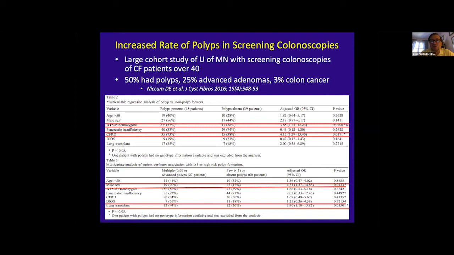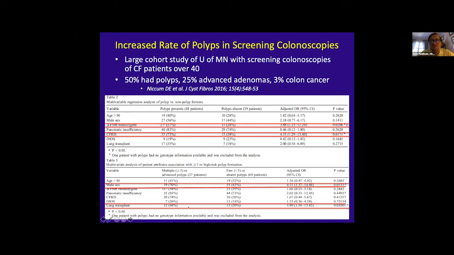By using that protocol, they found that 50% had polyps, 25% had advanced adenomas, and 3% had colon cancer. The numbers are small because there are not enough patients. But what they found is that if you have delta F homozygote, or if you have diabetes, you have a higher risk of having polyps. And people with high risk polyp formation were more likely to be male and more likely to have had a lung transplant.